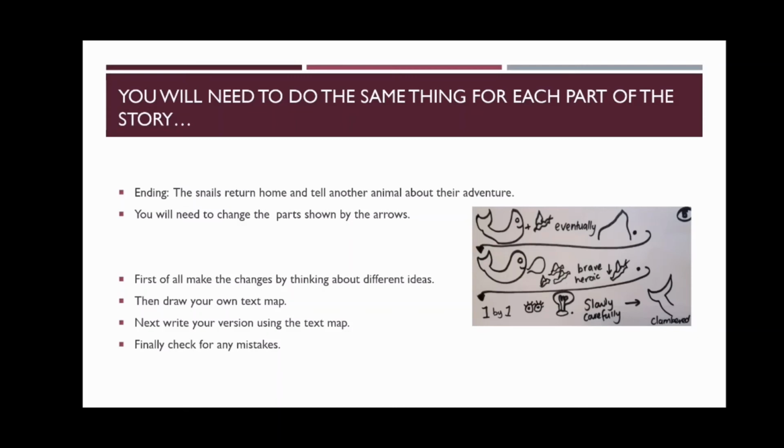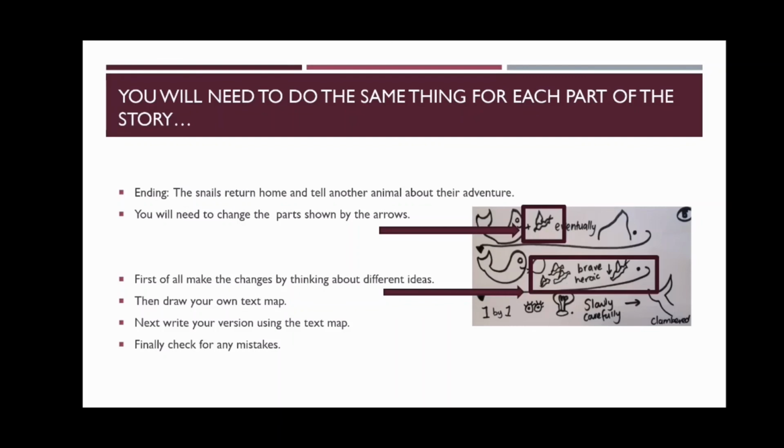At the very end, we come to the ending. So all of the snails return home. Now, in my story, the one snail returned home and told the other snails about the adventure. In your story, all of the snails are going to return home and tell another animal. It might be a seagull or a starfish. Who knows? It's your story. So the bits that you're going to change are, here we go. It's not one snail that went home, it's all of the snails. And all of the snails are going to tell another animal about their brave and heroic journey.